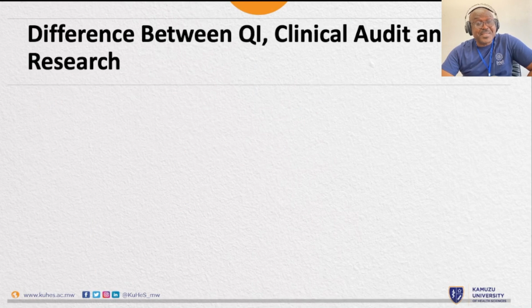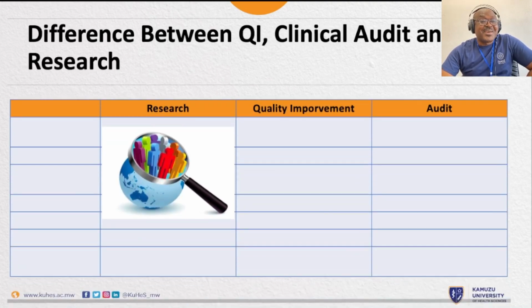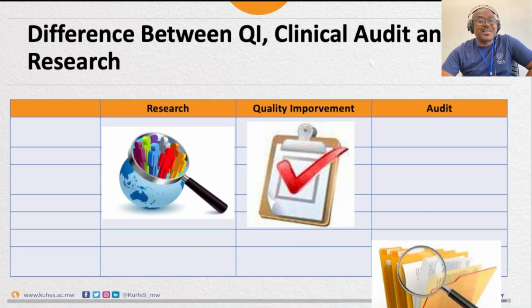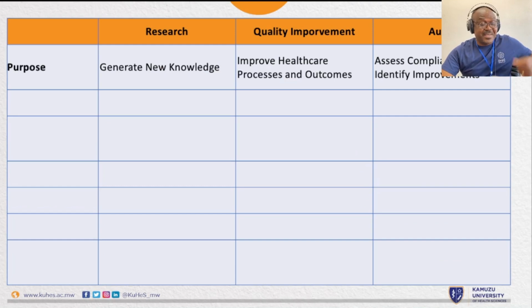So there is a difference between QI, quality improvement, clinical audit, and research, which we should know. Research, quality improvement, and audit are different, and they depend on purpose. What is the purpose of research? You generate new knowledge. You want to discover a new thing. With quality improvement, you want to improve healthcare processes. For this patient to go home very well, what are the processes that we are doing well, what are the processes we are doing wrong, and what is the outcome?